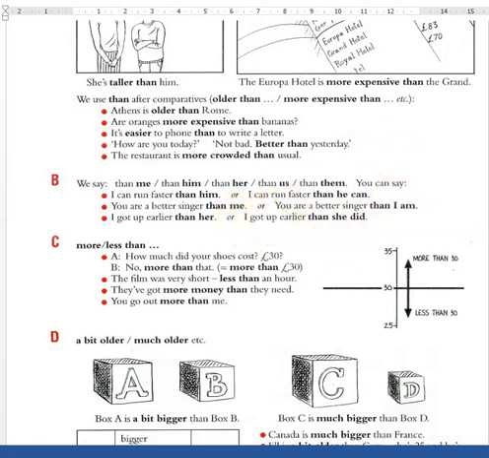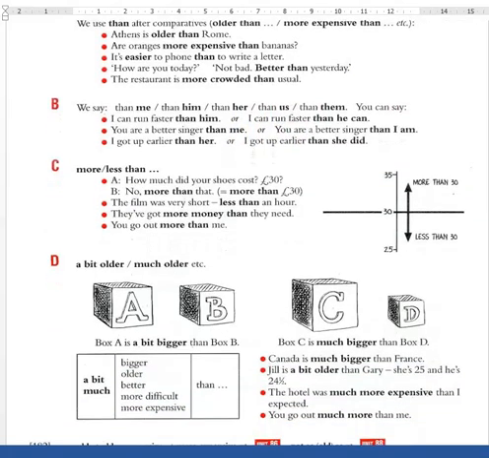Okay, so look at C with me. You have more or less than. So question, how much did your shoes cost? £30? No, more than that. That equals more than £30. The film was very short, less than an hour. They've got more money than they need. And the last one, you go out more than me.